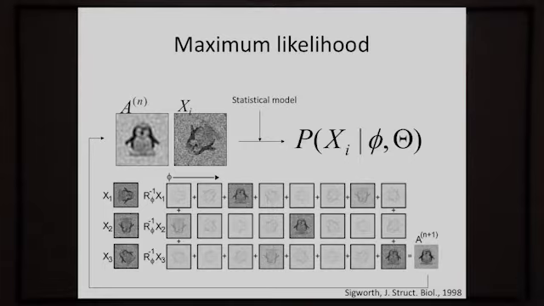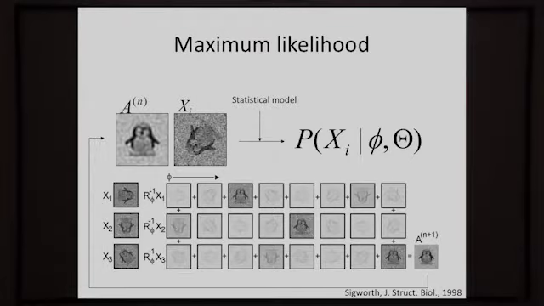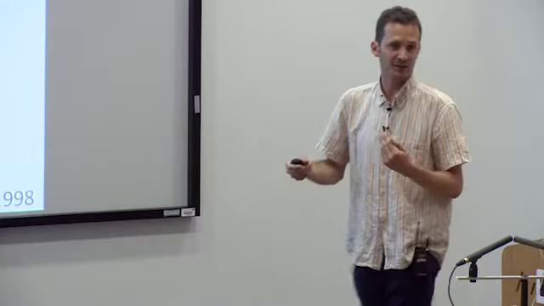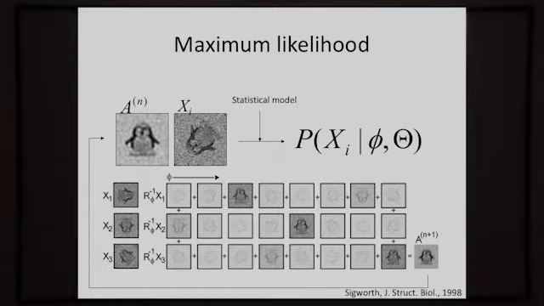So for example, Fred Sigworth was the first to do this actual case, two-dimensional alignment of images against a single reference. And he showed that this effect of template bias, how much the original blurry penguin persists in this iterative process, is less if you do it the maximum likelihood way than if you do it the maximum cross-correlation way.